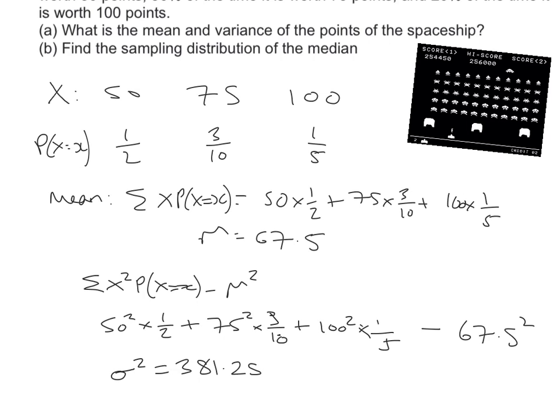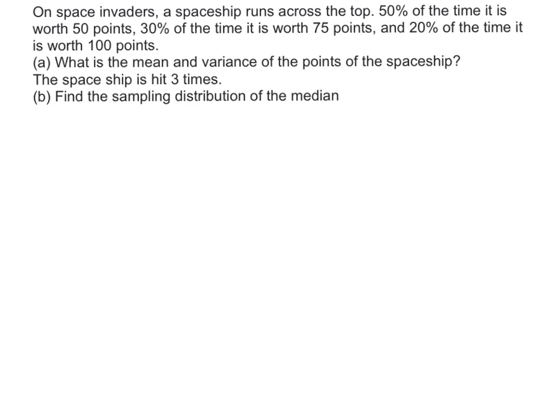Now we're asked to find the sampling distribution of the median. Now I've just noticed that we haven't got a number for the sample, so let me amend the question. I've just added in this line, the spaceship is hit 3 times. We need to now find the sampling distribution of the median.